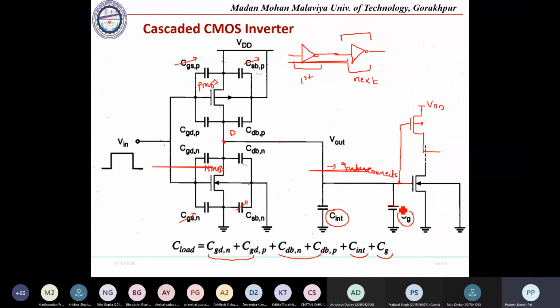So whatever next stage is connected will be considered as a capacitor of CG value. These are the total capacitances, called the parasitic capacitances, associated with the load.